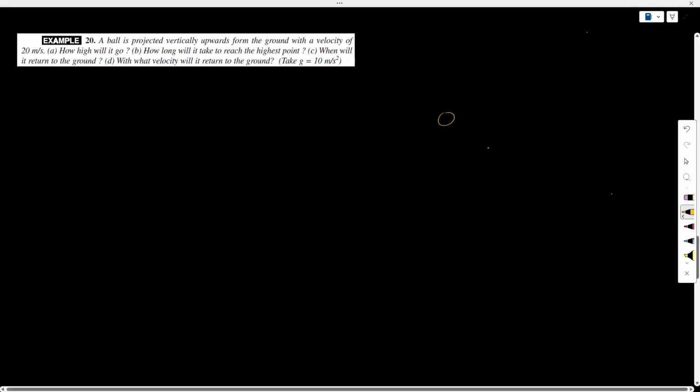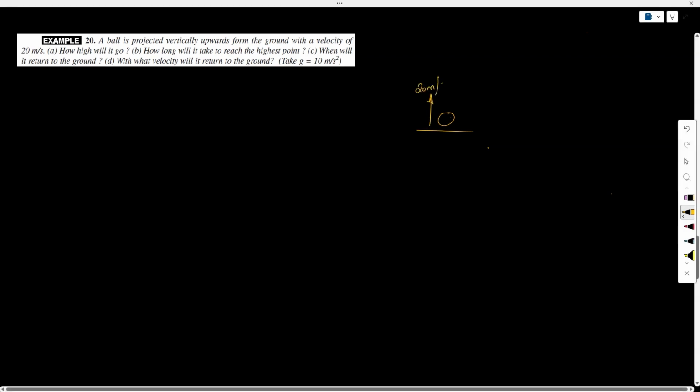Hi, the example we have is a ball is projected vertically upwards from the ground with a velocity of 20 meters per second, and the questions are related to the motion of the ball, right? So when it comes to kinematics, I always suggest that you draw a diagram representing all the parameters or the quantities that are given in the question.